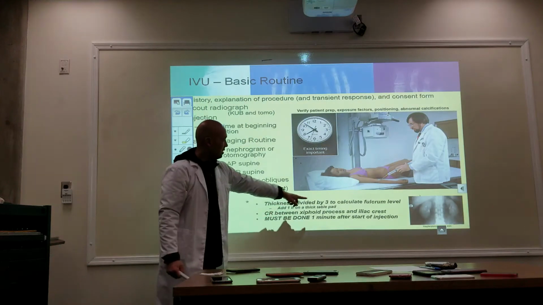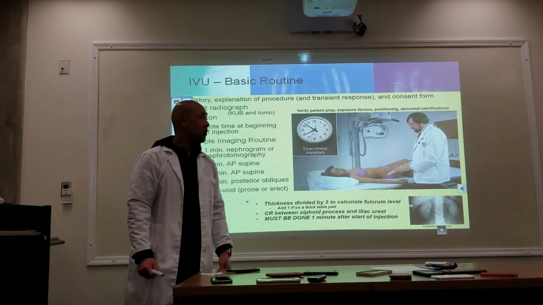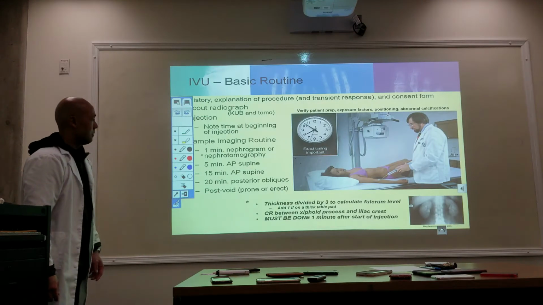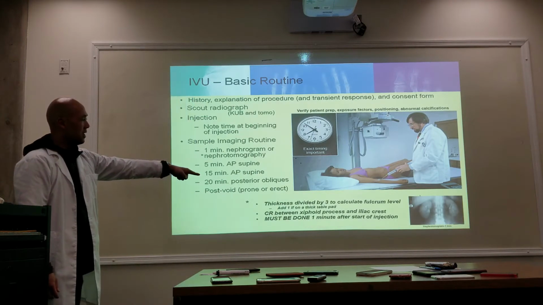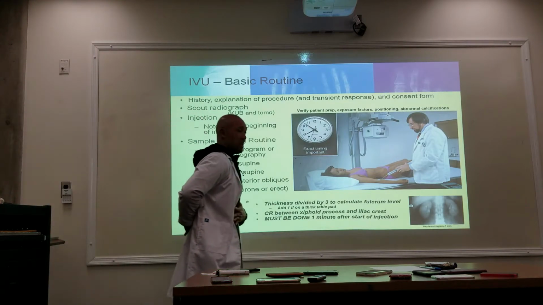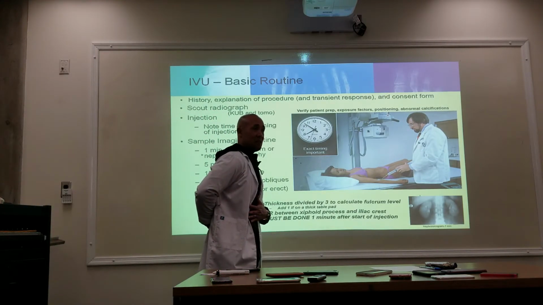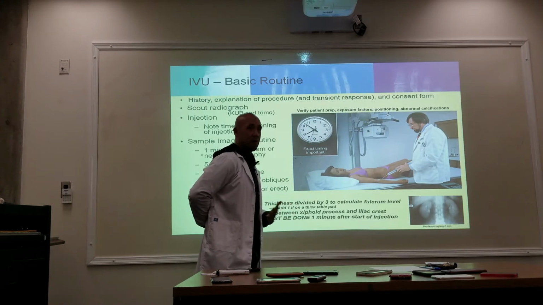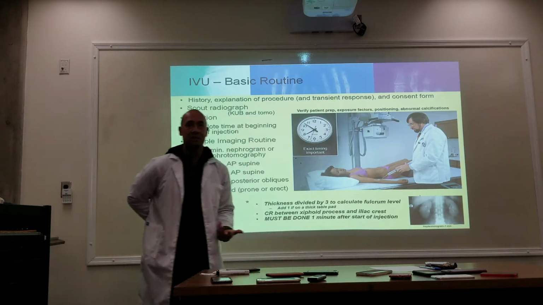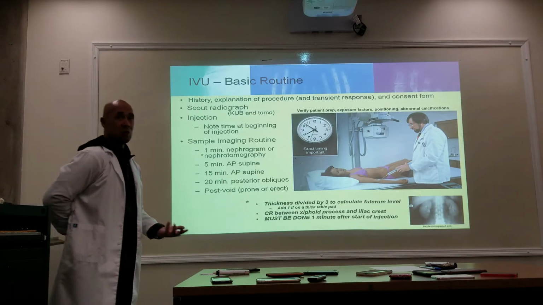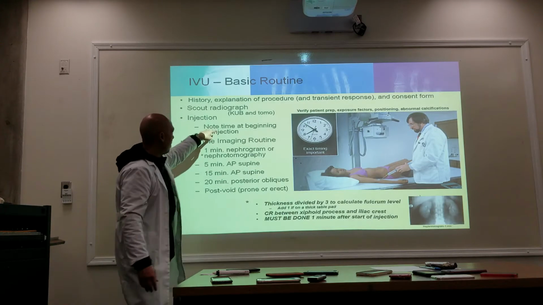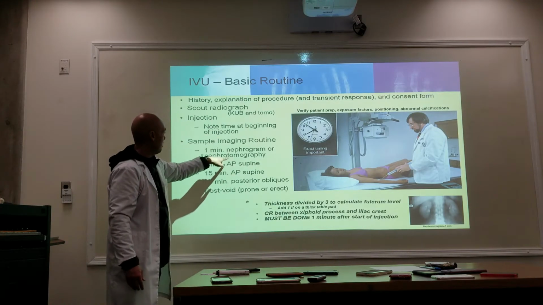Okay, so thickness divided by 3 to calculate the fulcrum level. Add 1 if on a thick pad. So in other words, if I measure 28 and I'm laying on a thick pad, I'm going to make my calculation based on 29 divided by 3. Or round it off, so it'll be like 30 divided by 3. That's a lot easier. Okay, so then I would do it at 10, 1 at 9, and another one at 11 for my nephrotomograms.